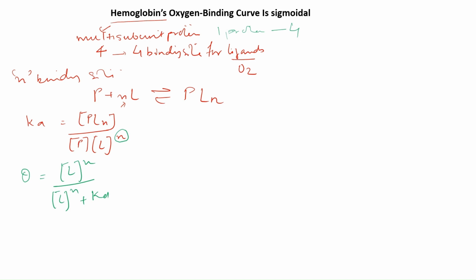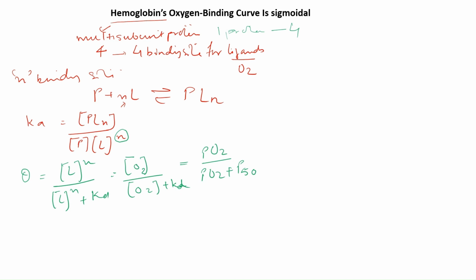Now we can write this in terms of oxygen, because oxygen is measured in terms of partial pressure, so Kd is the concentration of ligand when the saturation is 50%. I hope you remember the equation from the last video. Those who have not seen that video, for a detailed explanation, you can check that video once.